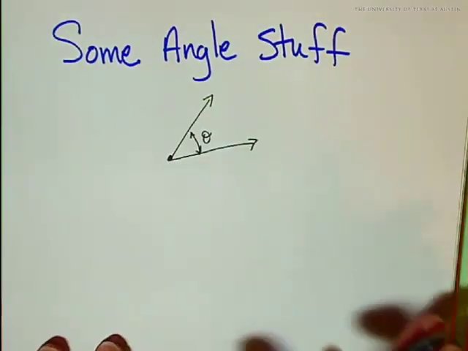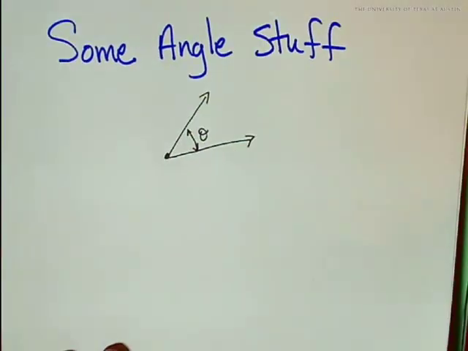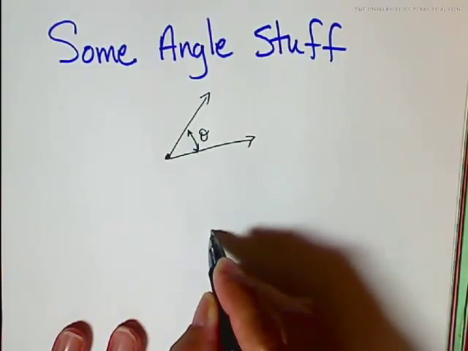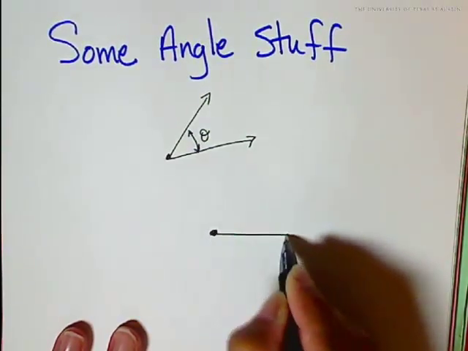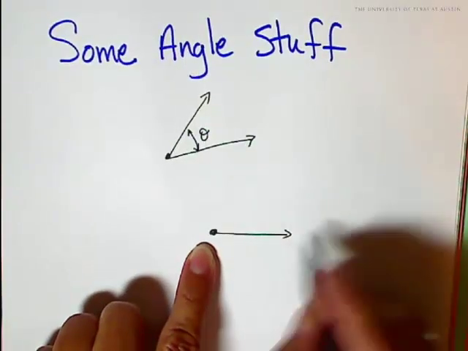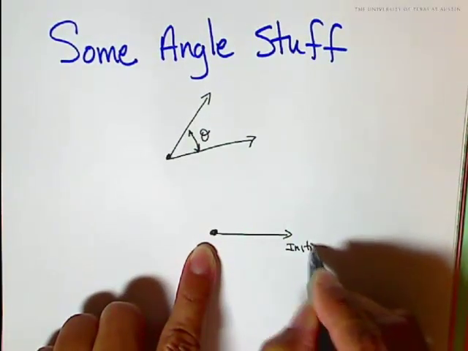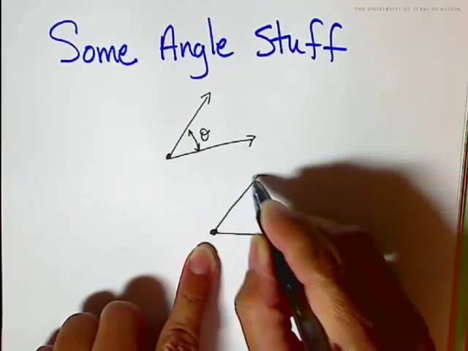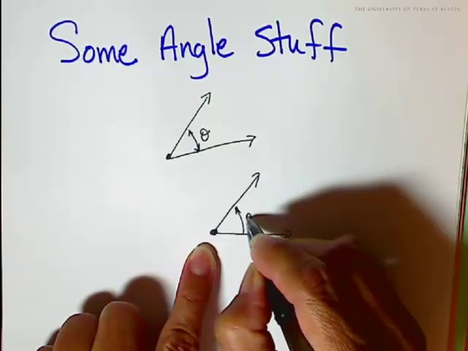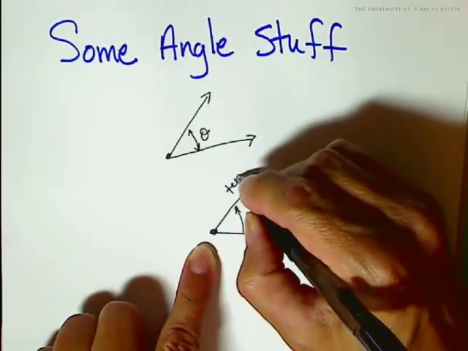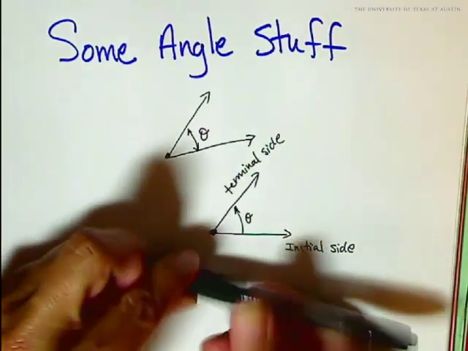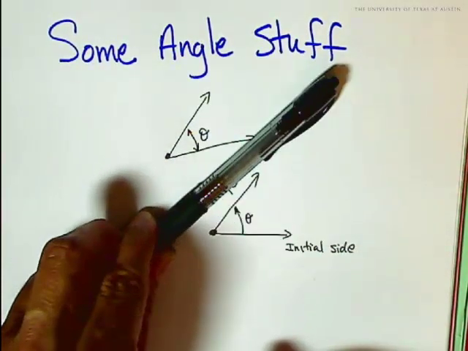Another way to think of it, and one way that we often think about it in our journey through trig, is the amount of rotation from an initial side to a terminal side. Okay? So the amount of rotation from an initial side to a terminal side.